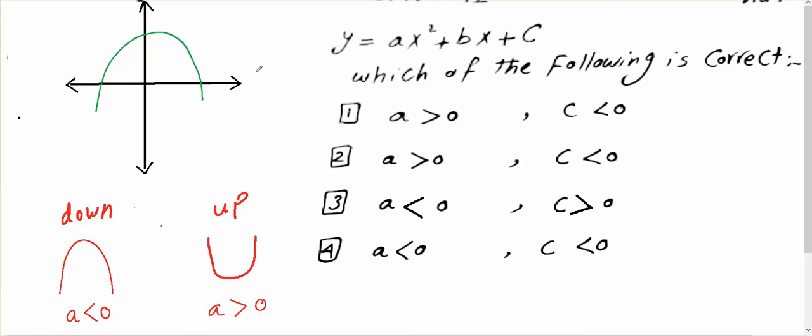a smaller than 0: number 1 is refused. Here a is smaller than 0, so number 1, a greater than 0, is refused, and number 2 is also refused. What about number 3 and number 4? Here a is negative in both. Look again at the curve. The curve cuts a positive part from the y-axis. That means that c is greater than 0. c is positive. Number 3.